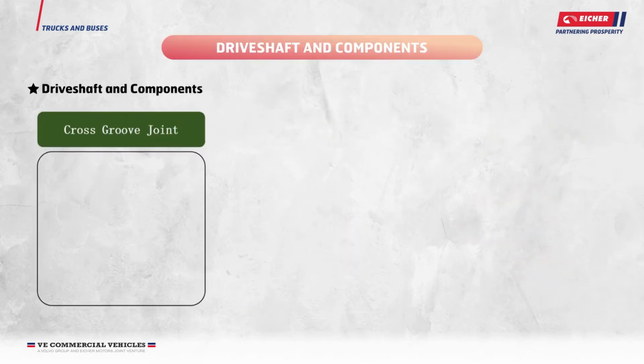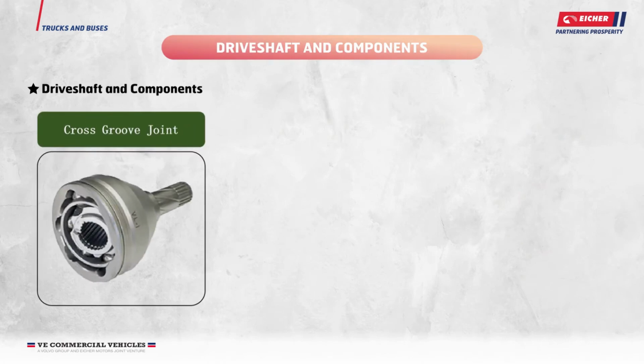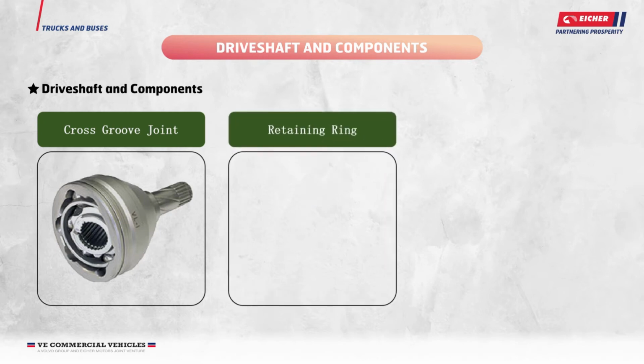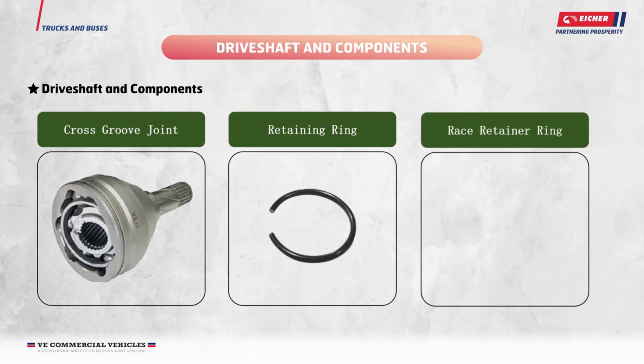Cross groove joint. This is the joint which connects the drive shaft axle to the transaxle. Two types of joints are available in this, male and female types. Some manufacturers allow replacement of this joint separately. Retaining ring. This retaining ring locks the drive shaft to the differential output. Race retainer ring. A race retaining ring, commonly known as circlip, is used to fasten the CV joint to the axle shaft. The ring can be expandable or compressible type based on the place of application.